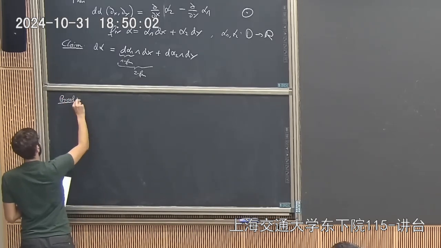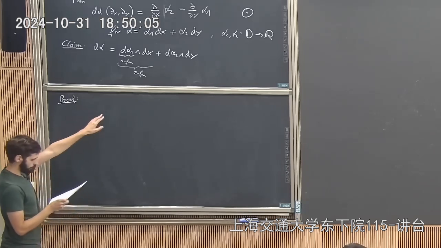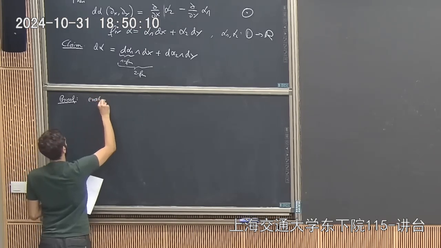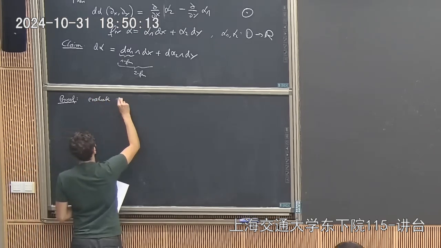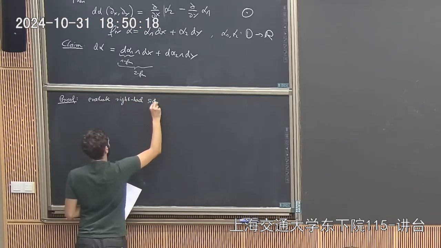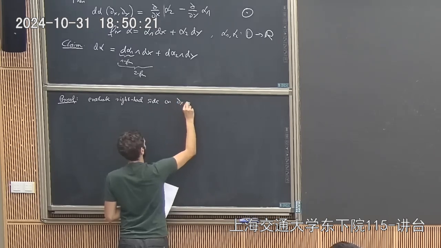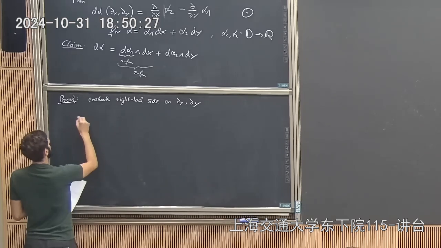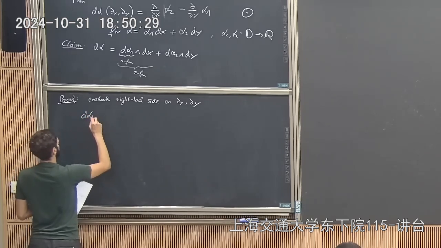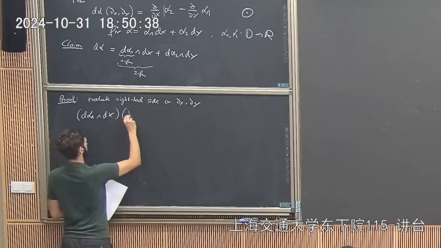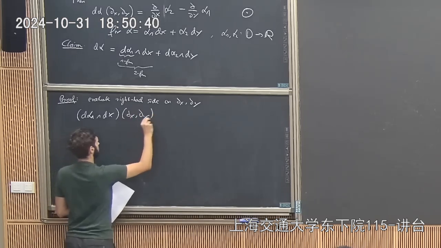In order to prove the statement, we just have to evaluate the right-hand side on dx and dy. On dx and on dy. So let's do it with the first. That's the wedge product. It's a two-form. We plug in two vectors.